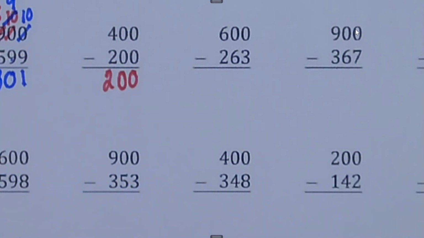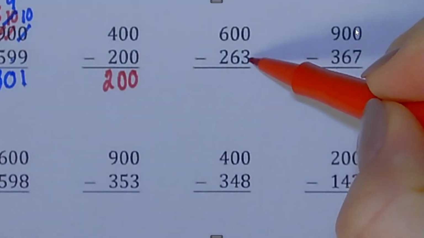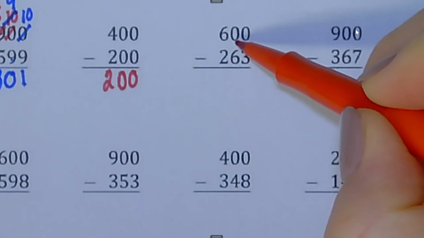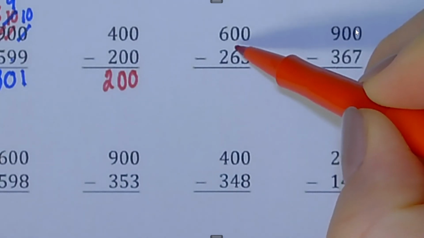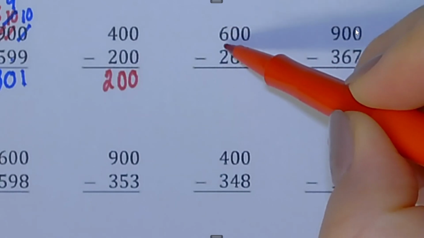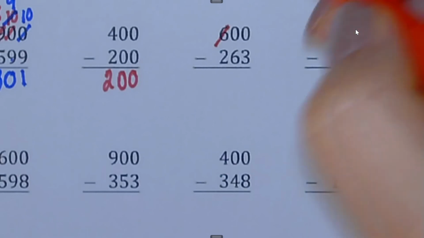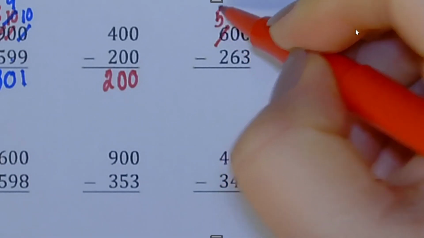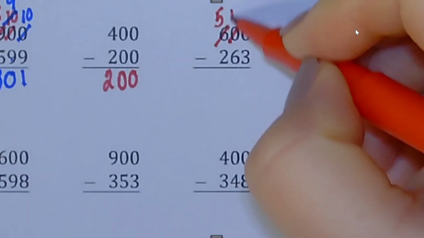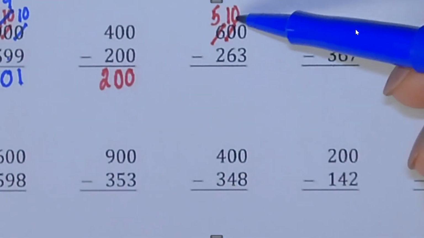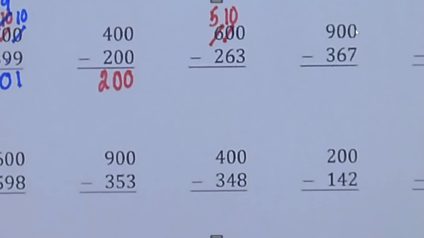600 minus 263. Start in your ones. 0 minus 3, I cannot do that, so I go to my neighbor. Is my neighbor able to help me? No, he doesn't have anything to lend me. So I go to his neighbor. So his neighbor is going to help him out. The 6 becomes a 5, and this 0 becomes a 10. All right? So now that his neighbor helped him out and he's a 10, he has some to share with us.